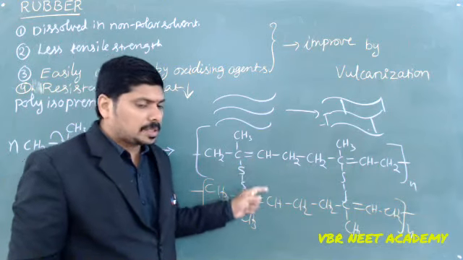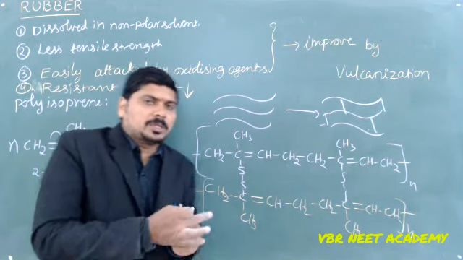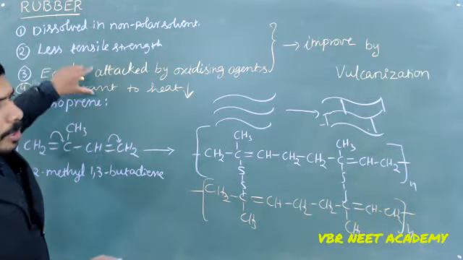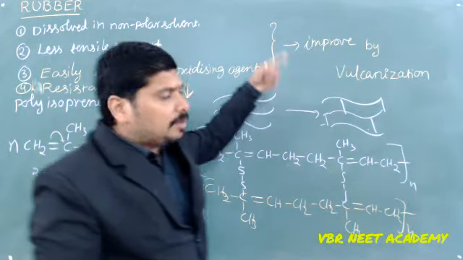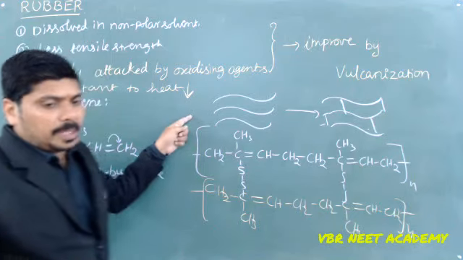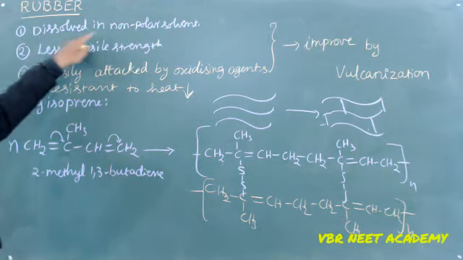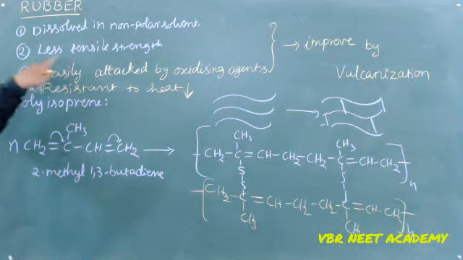Because of this, the natural rubber has these physical properties. A vulcanized rubber will not have all these characters. That is, it dissolves in non-polar solvent, but it is less soluble now, the vulcanized rubber. Less tensile strength.